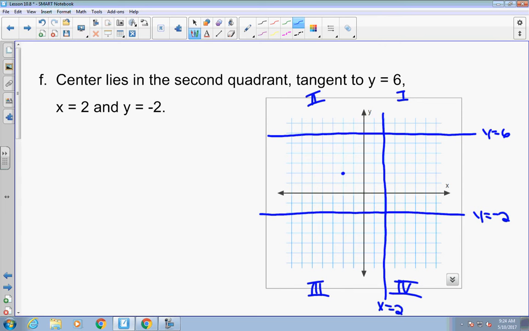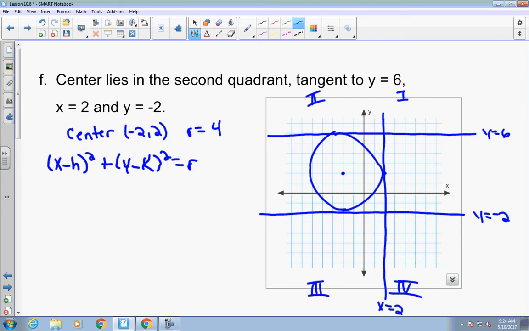Since it's tangent, it's going to look something like this. Something like that. That's terrible. I'm a terrible artist. All right, so I want the equation for this circle. So what's my center at? Negative 2, here's the origin, 1, 2, and then up 2. So it's at negative 2, positive 2, and what's my radius? 4. So I plug it into my formula, x minus h quantity squared plus y minus k quantity squared equals r squared. What's the first one going to look like? It takes on the opposite sign, so x plus 2 quantity squared plus y minus 2 quantity squared equals 16. Good.